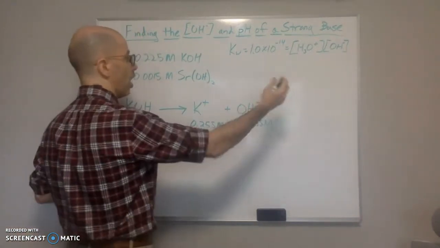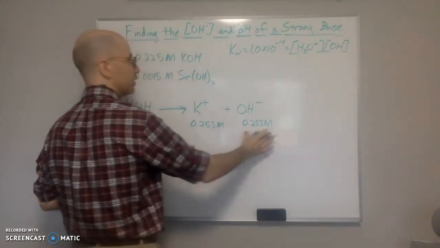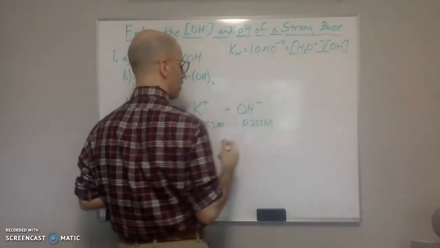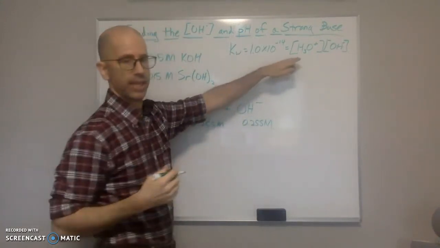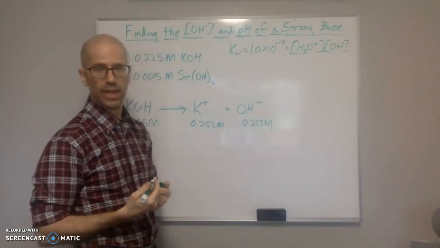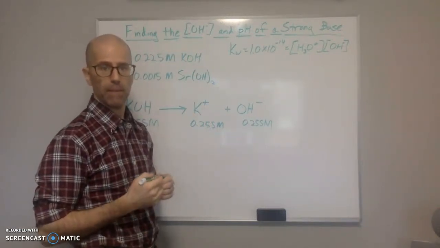So since we know the OH concentration, then we plug that in and we use that to solve for H plus. And then we can take the negative log of the H plus concentration or hydronium ion concentration, and that'll give us pH.